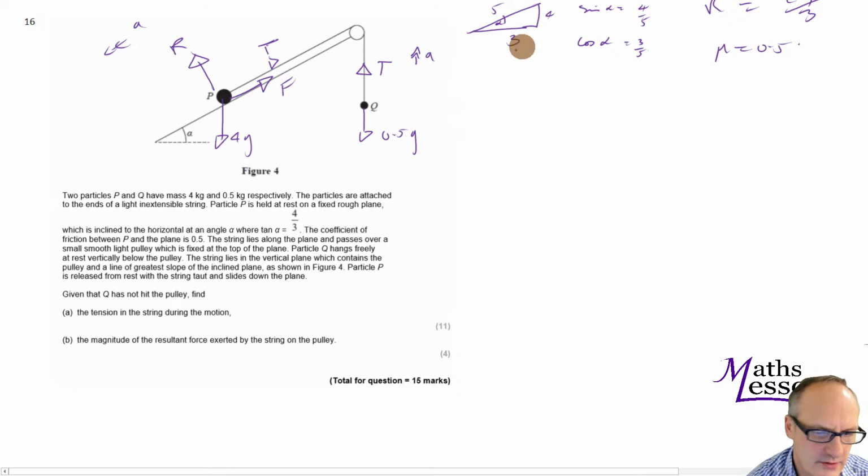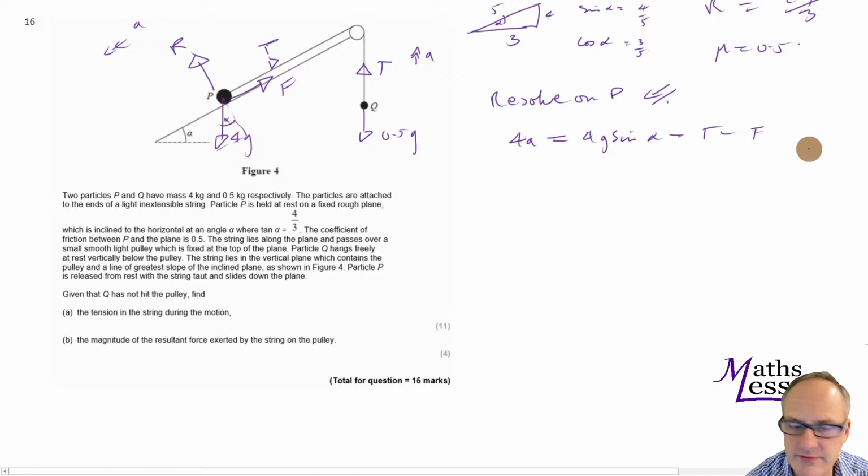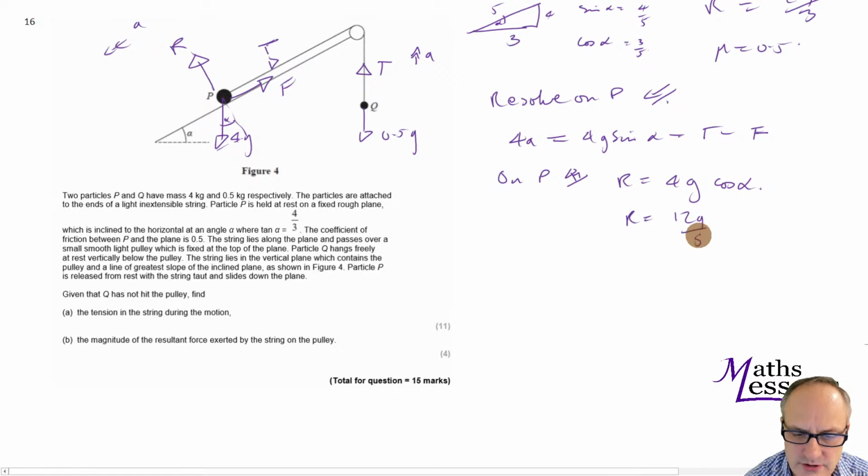So that's our question. If we resolve on P to start with, parallel to the plane, we're going to go this way. We're going to have 4A, the resultant force. I always like to think of the resultant force as acting down the plane, so it's equal to everything in the same direction minus everything in the opposite direction. So we have 4G sine alpha, because alpha is over here, so it's the opposite, so it's sine alpha. We get 4A equals 4G sine alpha minus T minus F. Then resolving on P perpendicular, we get R equals 4G cos alpha, and therefore R is equal to 12G over 5.